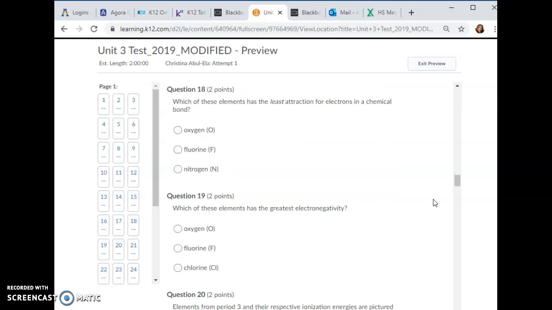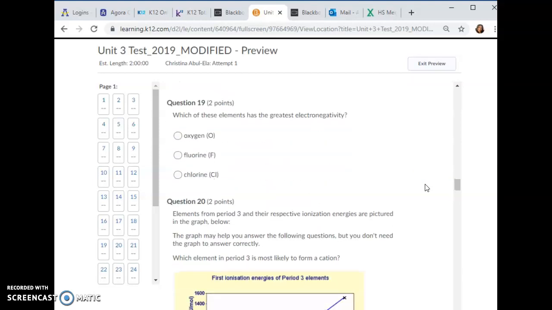Question 18. Which of these elements has the least attraction for electrons in a chemical bond? Oxygen, fluorine, nitrogen. Question 19. Which of these elements has the greatest electronegativity? Oxygen, fluorine, chlorine.